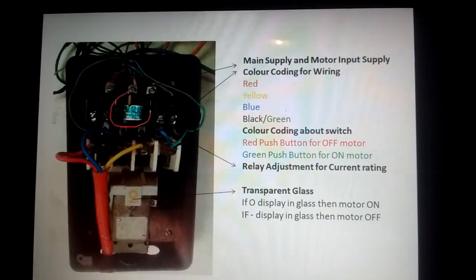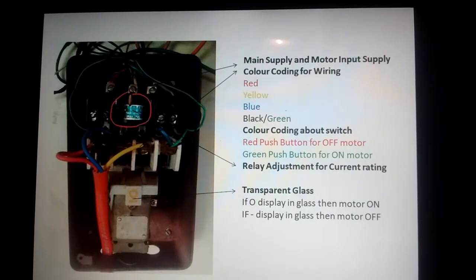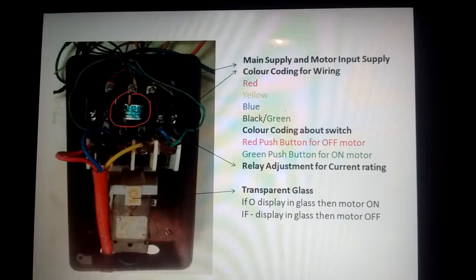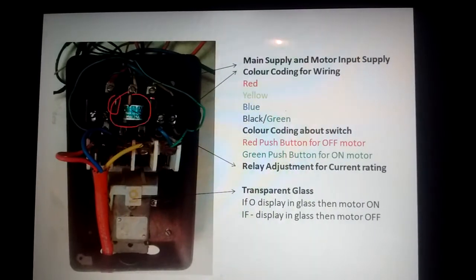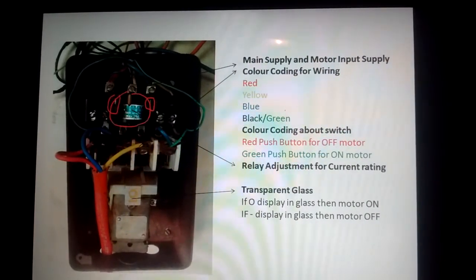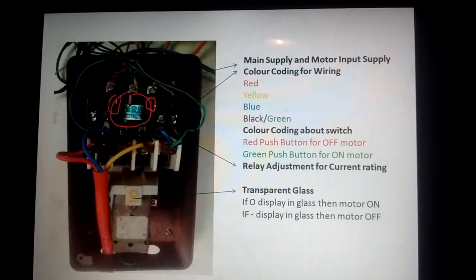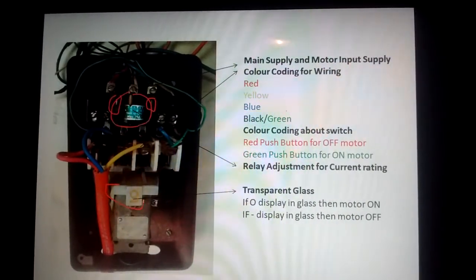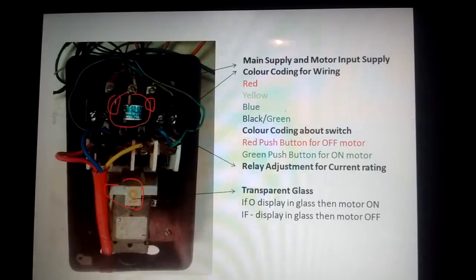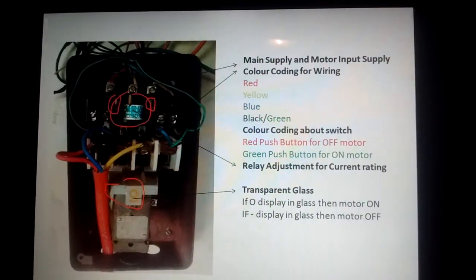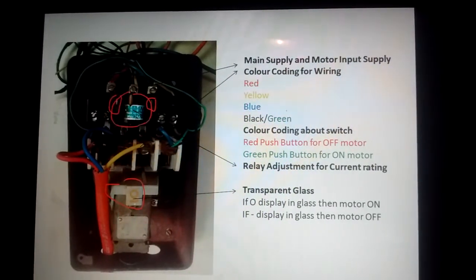Even here is the relay adjustment for the current rating. So you can adjust the current rating of the motors based on their horsepower and capacity. Then these two buttons are the push buttons, which indicate the on and off of this relay. Then the symbols are present here, O and the minus sign. When the O is present in the transparent display, then you can say the motor is off, and when the minus sign is displayed in the glass, then the motor is on.